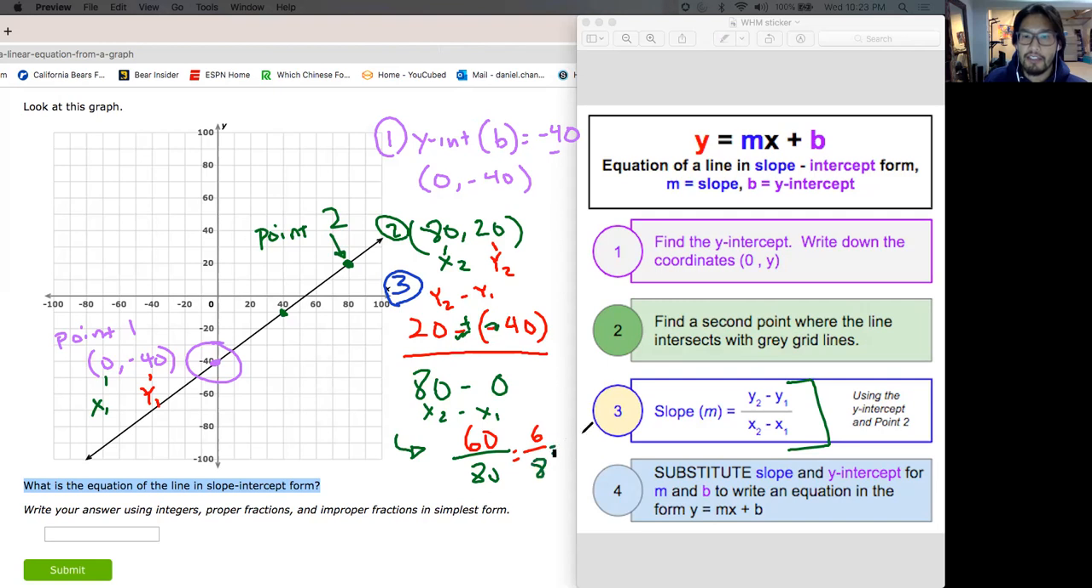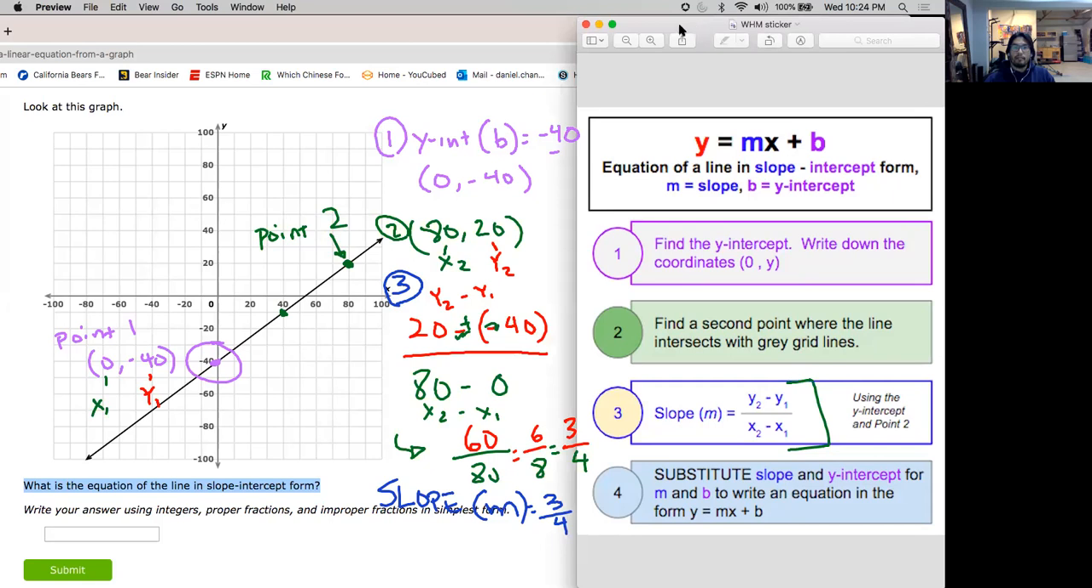And then that looks like it can still be simplified by the number 2. 2 is a common factor for 6 and 8. So 6 divided by 2 is 3. 8 divided by 2 is 4. And my slope is 3/4, or 0.75, 75 hundredths. So all this work for step 3, my slope, or little m, is equal to 3/4. All right. Now I've got everything I need to write my equation.